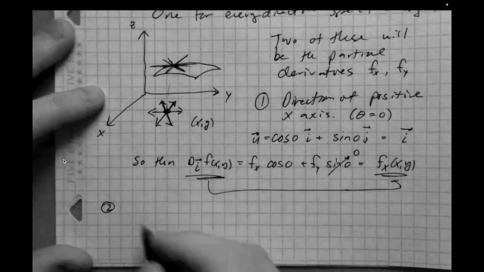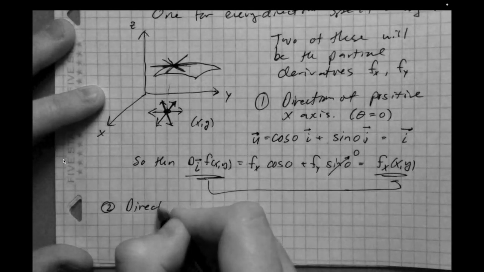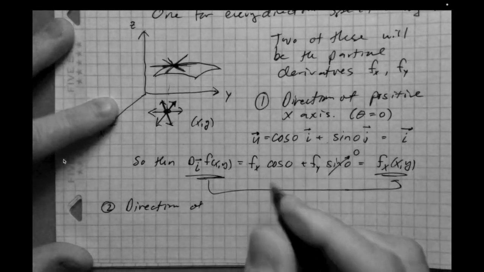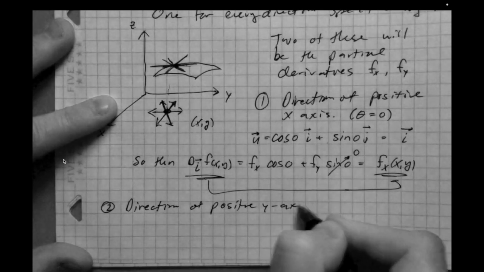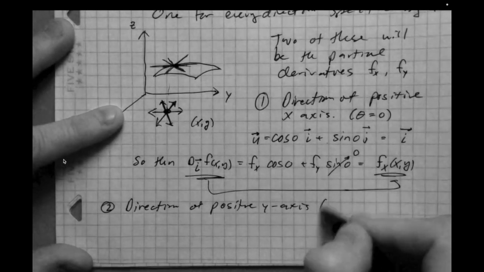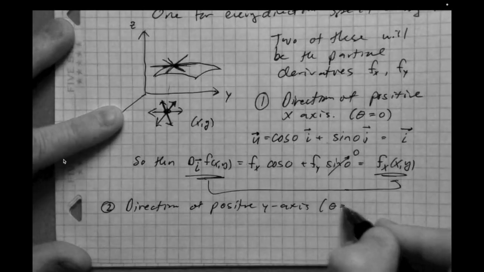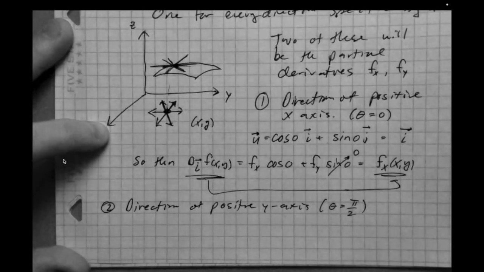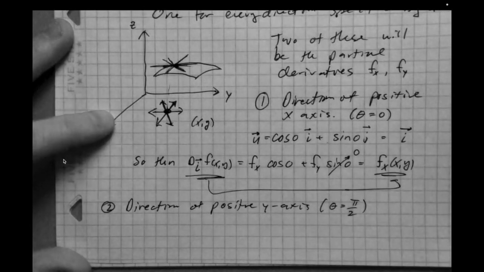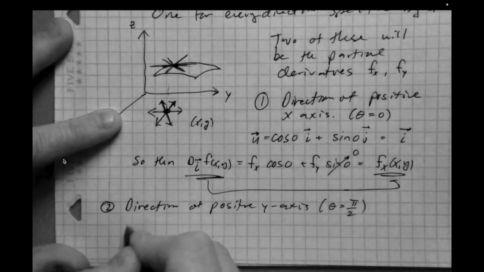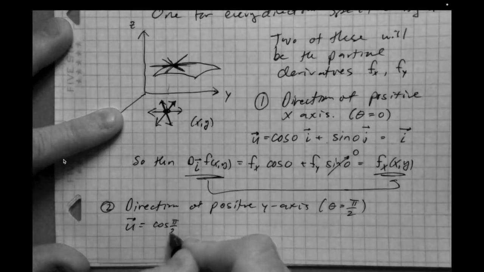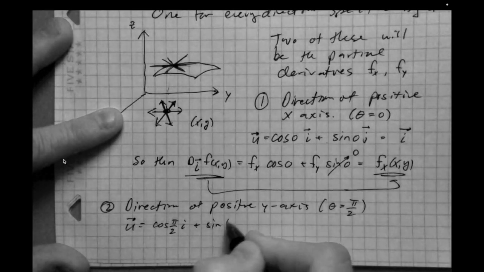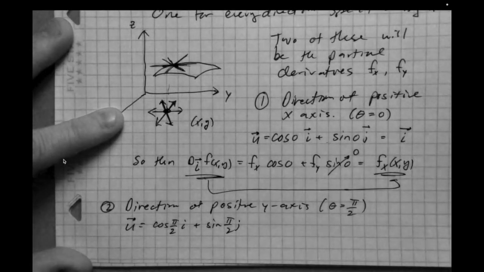So this would be in the direction of the positive y-axis, right? And so in that case, theta would be a 90-degree angle, or better said, pi over 2. Okay, pi over 2 radians. And so u, again, would be cos(pi/2) i plus sin(pi/2) j.